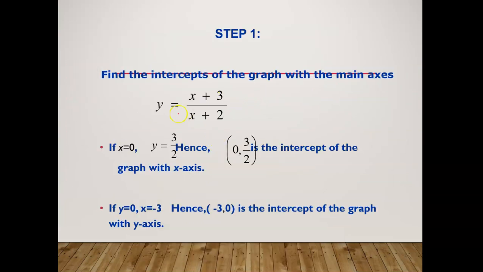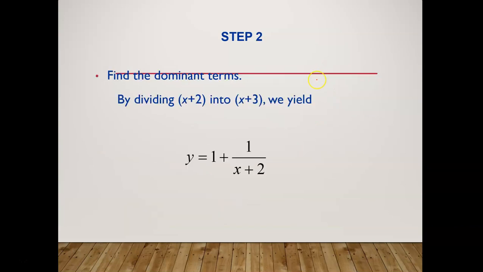Okay, for example, like this, step 1, when x equals 0, you get this. So you have one point of intersection at 0, -3/2, and then another one here, near the x-axis and y-axis. So here is your x, here is your y, 0, 3/2, somewhere here, -3 and 0. So you have 2 points of intersection there, okay, and then find the dominant term.